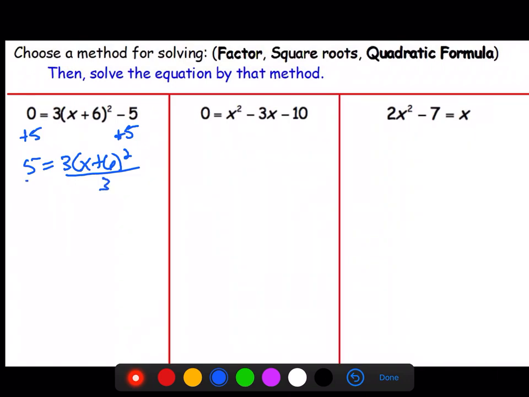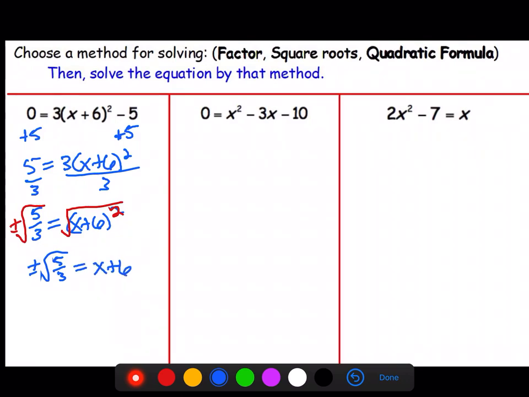Then we can divide by 3 on both sides. So 5/3 equals x plus 6 squared. Now here's where it might get a little messy, but at least it's a fairly simple step. If I take the square root, I can cancel off that squared, right? So take the square root, and don't forget to say plus or minus the square root of 5/3 equals x plus 6. And now if I subtract 6, but notice one of those is under the root, so I'm just going to say negative 6 plus or minus the square root of 5/3 equals x.